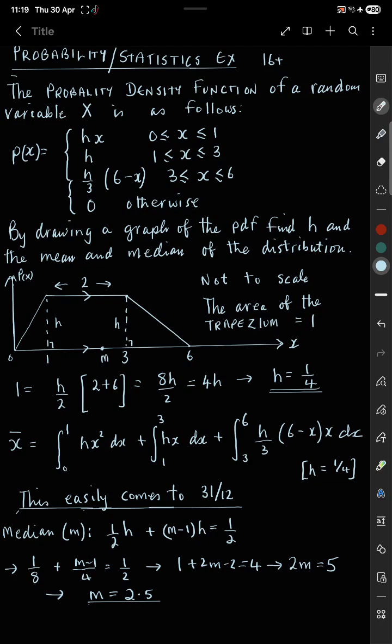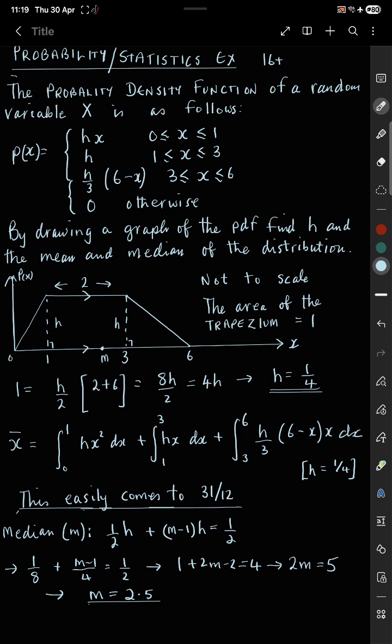For x between 1 and 3, it's just h, being a constant. And for x from 3 to 6, it's defined as h over 3 times (6 minus x). And for all other values of x, it's 0. Now, by drawing a graph of this probability density function, we want you to find h and the mean and the median of the distribution.